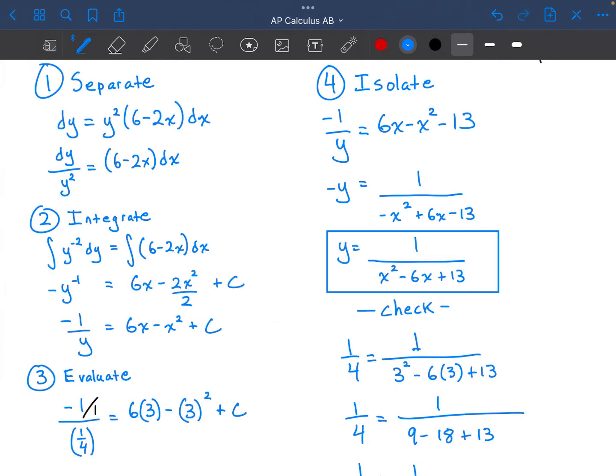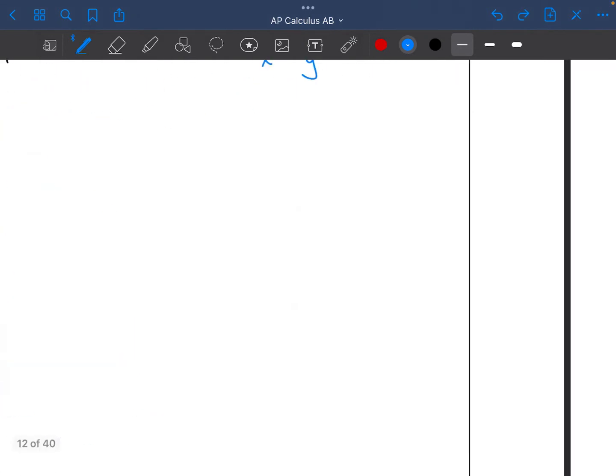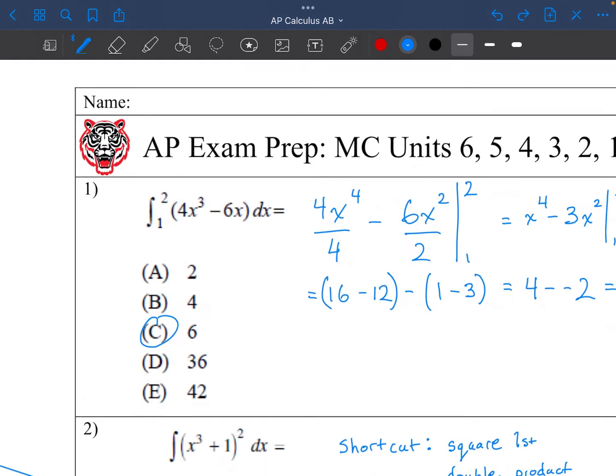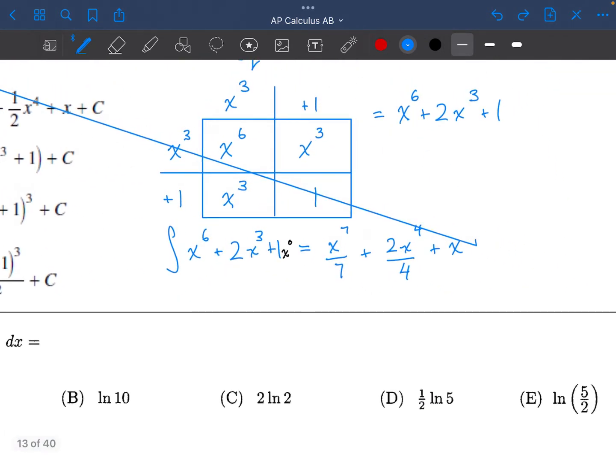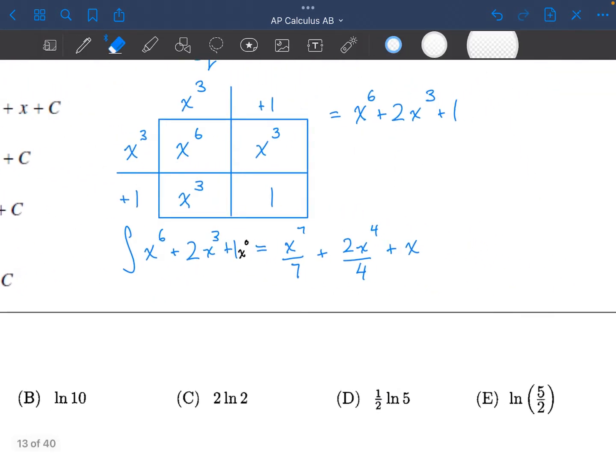Whoa. I don't know what just happened there. It went back to the previous problem, I guess. I don't know how. Okay. Whoa, check that out. It's interesting. Don't forget your plus c. Plus c.